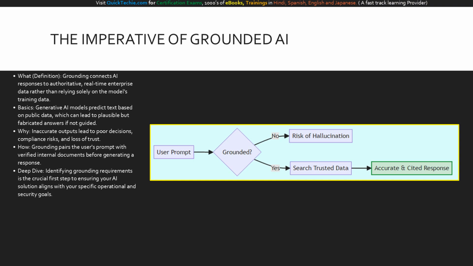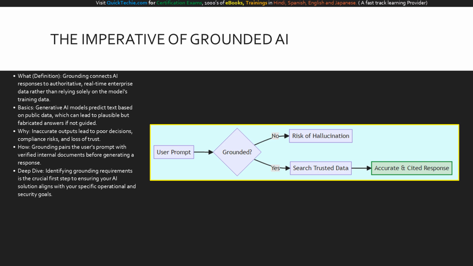Generative AI is incredibly powerful, but out of the box, it lacks the specific context of your business. As our first bullet points out, grounding is the process of connecting AI responses to your authoritative, real-time enterprise data. Why is identifying requirements for this so critical? Because without grounding, AI can produce convincing, but entirely incorrect information. In the enterprise, inaccurate outputs lead to poor decisions, massive compliance risks, and an immediate loss of trust.